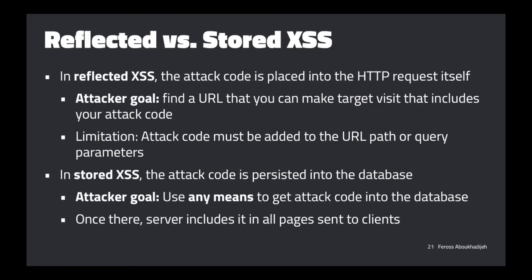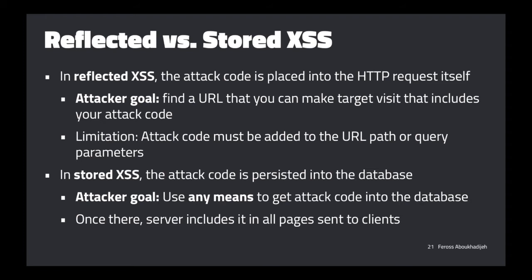But first, there's two general kinds of, well, actually there's three kinds, but we're going to initially just talk about two kinds of XSS. There's reflected and stored. So reflected is the idea that the attacker is going to place some kind of code in the HTTP request itself. So this is what we saw with all the examples we've really seen so far.